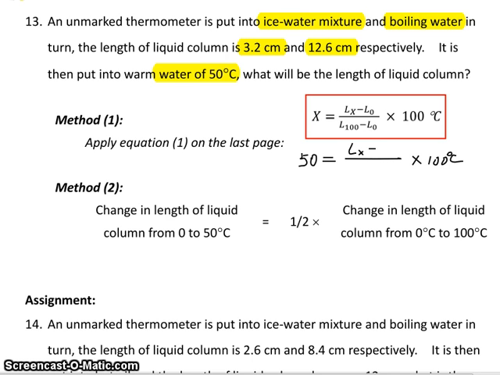So we may apply the formula and write 50 equals something like this, multiplied by 100 degrees Celsius. What are they? It should be the length when it is in the ice-water mixture, 3.2 cm, while L100 is 12.6. So here we go, that's the formula. And then you may calculate Lx by using a calculator.